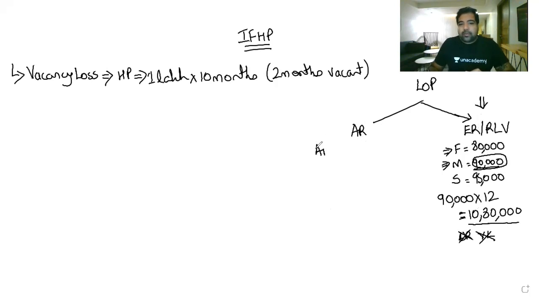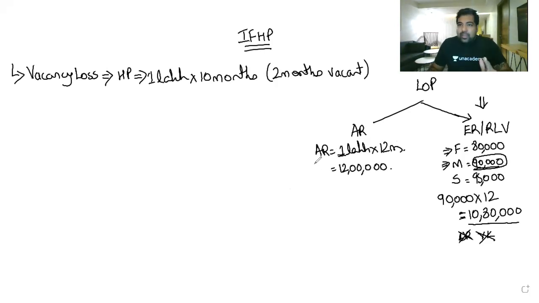So your actual rent is 1 lakh rupees into 12 months. But 2 months it was vacant, right? Yes, but you have to ignore vacancy loss. So when you start calculating it, you ignore vacancy loss. So 1 lakh into the whole year, so that is 12 lakh rupees.